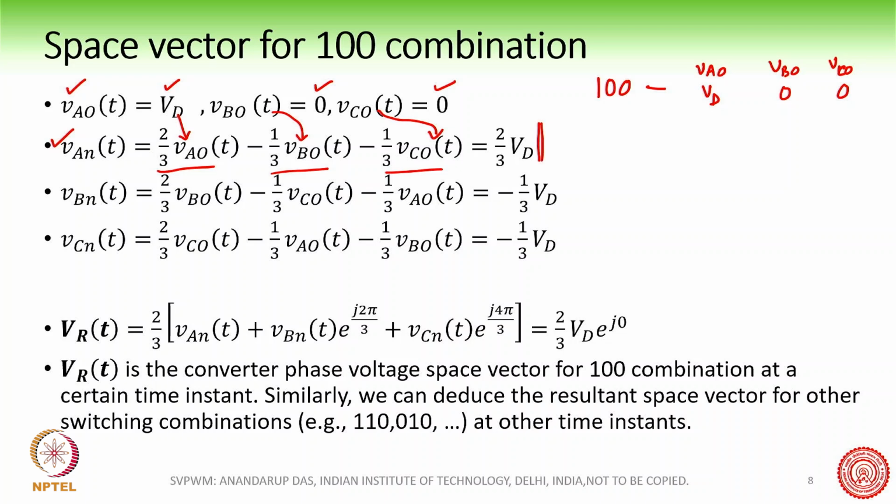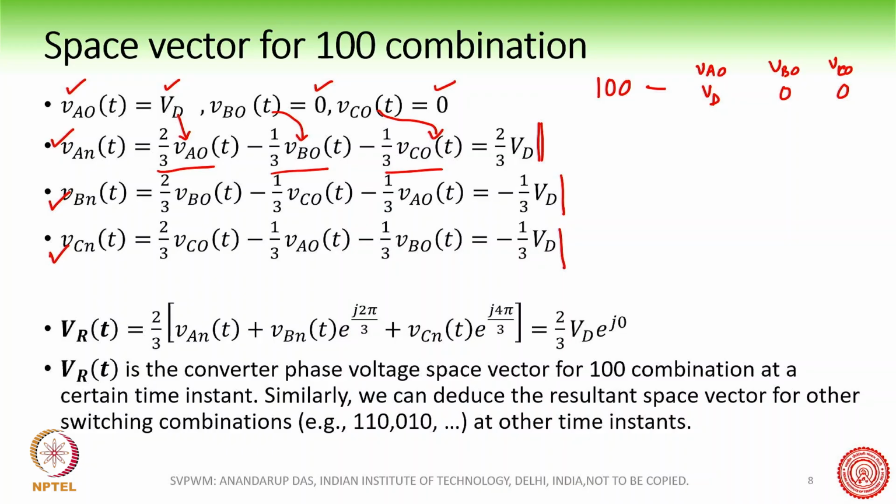Okay, similarly you can also find out the B phase converter phase voltage, and it will come out to be minus 1/3 VD, and VCN also comes out to be minus 1/3 VD, right?